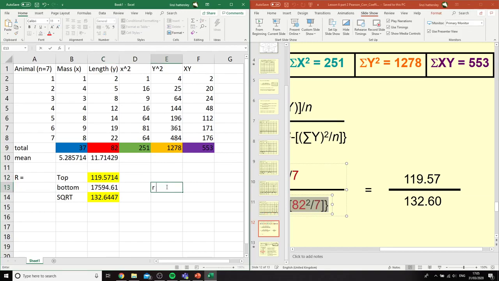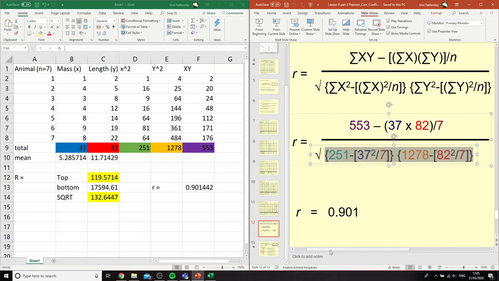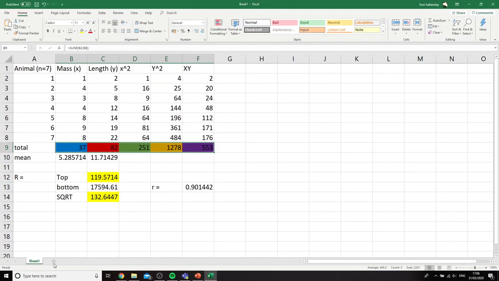Right, so R equals, start it, equals top divided by the bottom, enter. Is that what we've got? Is that the answer? Yay! And that is it. That is your working spreadsheet. Okay. This is your working spreadsheet. This is the final answer that you've got. This is your R value.